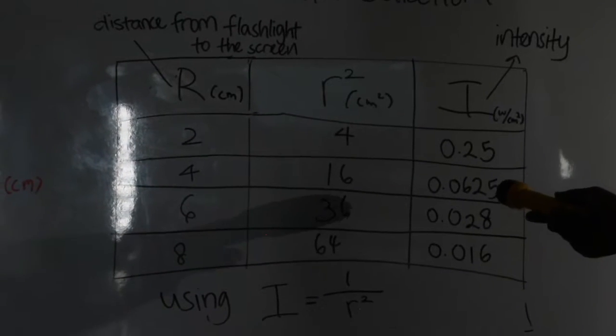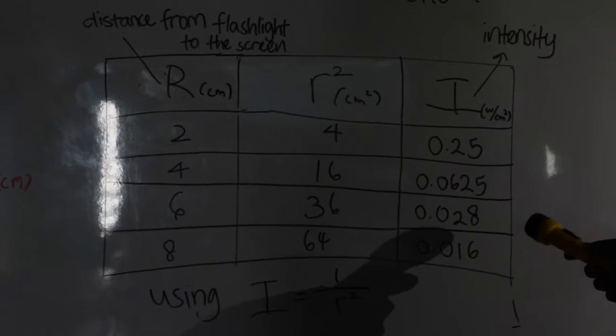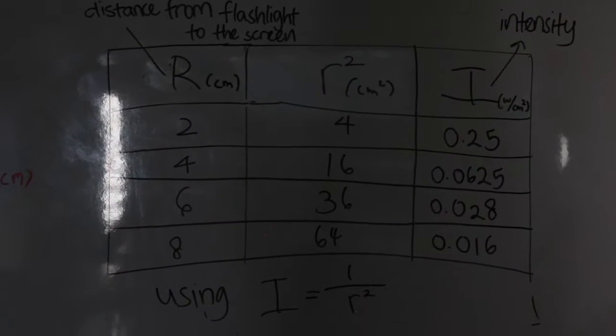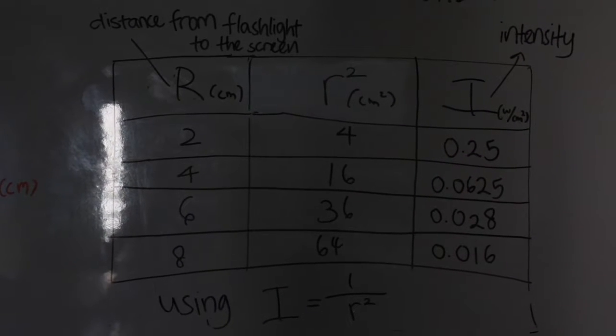So when I point the flashlight at the board, as I'm standing further away from the board, you can see that the light intensity is really low. And this is what our table here shows. When the distance is closer to the board, the light intensity is higher. When the distance is further, the light intensity is lower. Now we're going to show you by taking measurements, just like the ones in our table.